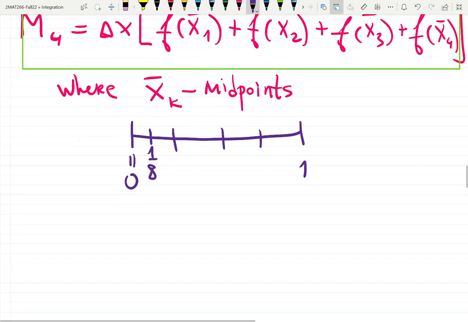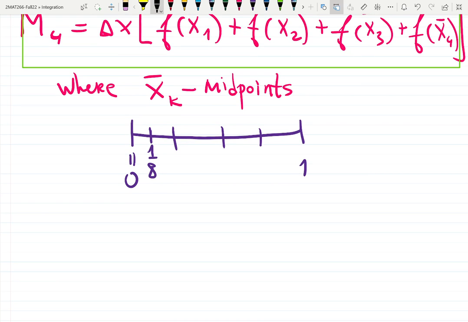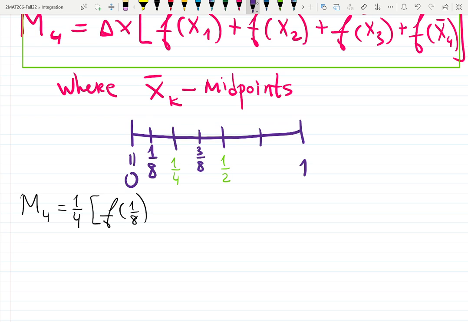And some people write it down right away. That actually saves lots of time. So what is delta x again? 1/4. So m sub 4 is 1/4 f of 1/8, midpoint. What is the middle between 0 and 1/4, then 1/2? What is the middle between 1/4 and 1/2? 3/8. Create common denominator, add up and divide by 2.